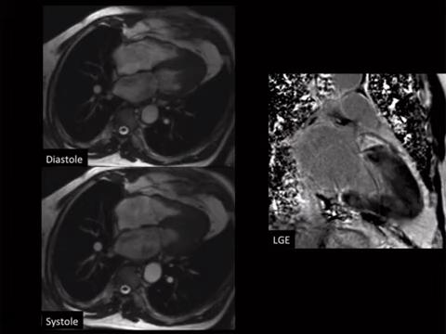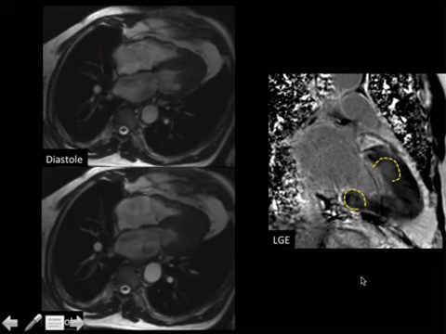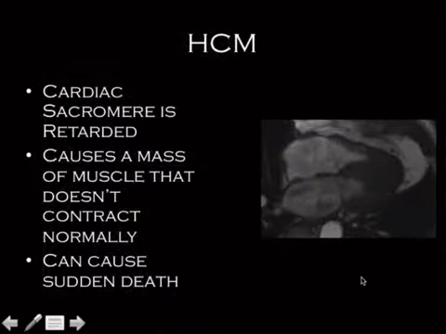Okay, now we're going to just go through a couple of cases that are associated with sudden cardiac death in younger people. So our first one here, we've got diastole and systole. Now this could be shown in a moving clip, and the point of this is to show you how thick this apical segment here in this part of the septum is. And here's a late gadolinium enhancement, and this is demonstrating some patchy enhancement with delayed imaging. So this is hypertrophic cardiomyopathy.